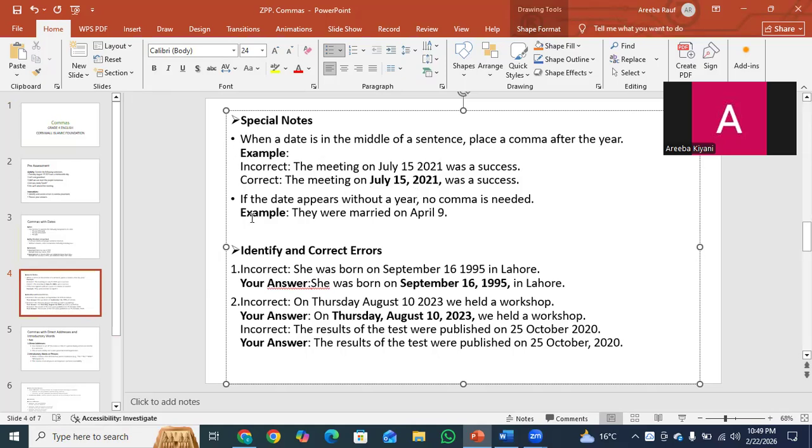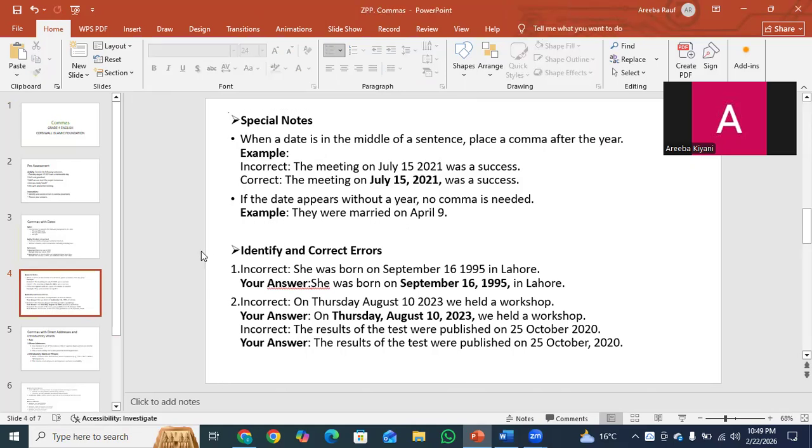The next one is, if the date appears without a year, no comma is needed. These are the basic rules. You have to learn these rules so that you can understand things very easily. If the date appears without a year, no comma is needed. For example: They were married on April 9. As you can see, we didn't put any comma in this because the date appears without a year. Okay. The next one is also the end activity.